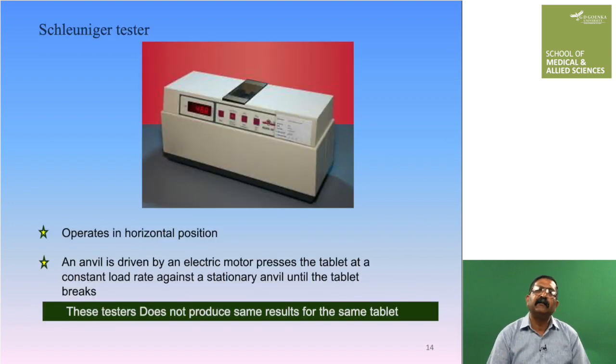The Schleuniger tester operates in the horizontal position. In this tester, an anvil is driven by an electric motor which applies a constant load. It is important to note that all these testers do not produce the same result for the same tablets.